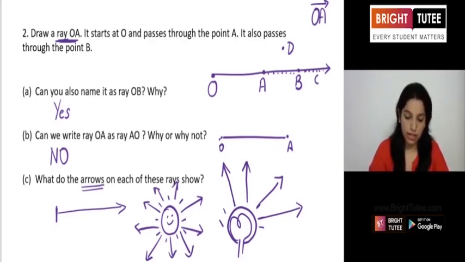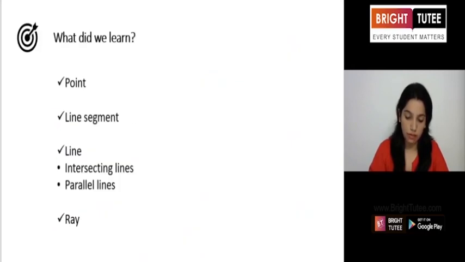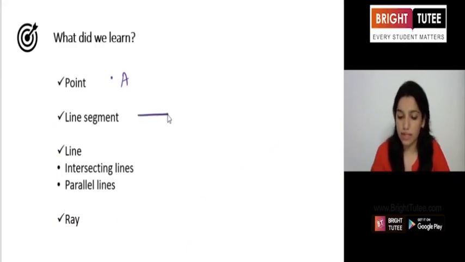Moving ahead. Let's quickly revise what all we have learned in today's lesson. So we have learned about point. This is how we draw it, a point. We name it as point A. Then we learned about a line segment, which is always bounded by 2 endpoints. So this is line segment AB.